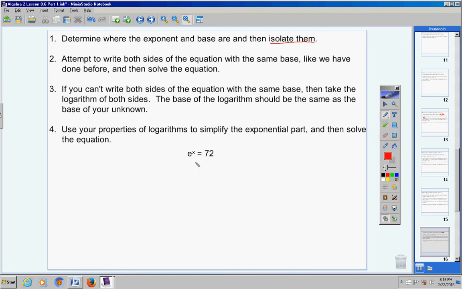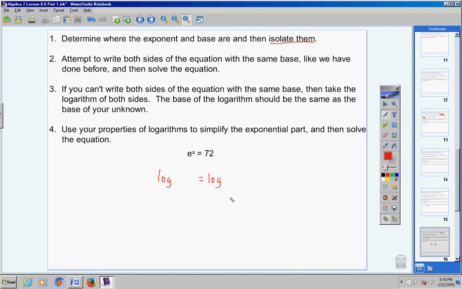Let's review. Determine where the exponent and the base are and get them by themselves on one side. Isolate them, excuse me. Attempt to write both sides with the same base. We can't do it. If you can't write both sides of the equation with the same base, then take the logarithm of both sides. Okay, no problem. Watch this. It's so easy. Put a logarithm here. Leave a little space. Put your equal sign. Logarithm here. We're going to take the logarithm of both sides.